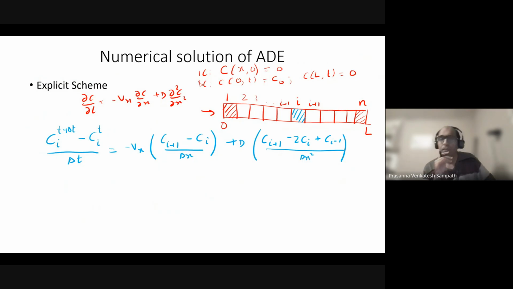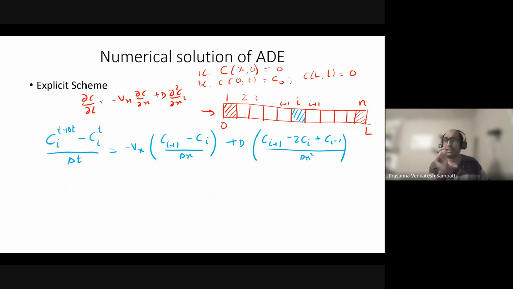Okay, now the way I have written this equation, it's not clear how you will solve this. But I have written a couple of words at the top: explicit scheme.